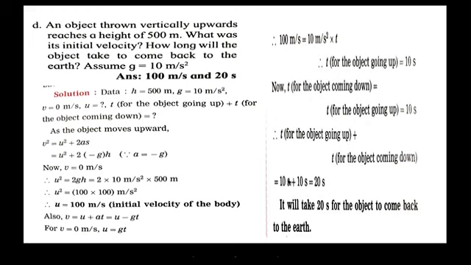So the total time taken by the object to come down will be the time taken to go up plus the time taken to come down. So that is equal to 10 plus 10, which is equal to 20 seconds. So it will take 20 seconds for the object to come back to the earth.